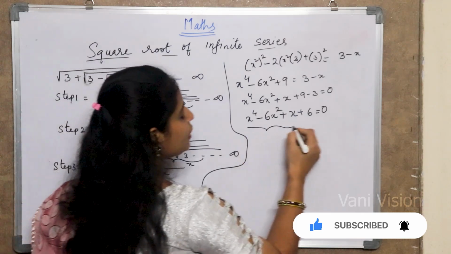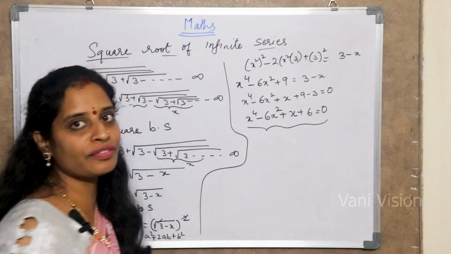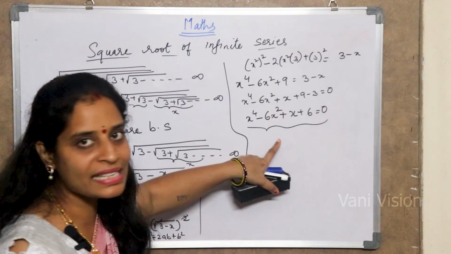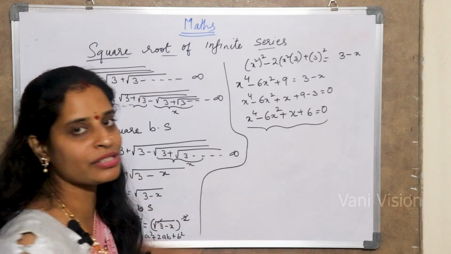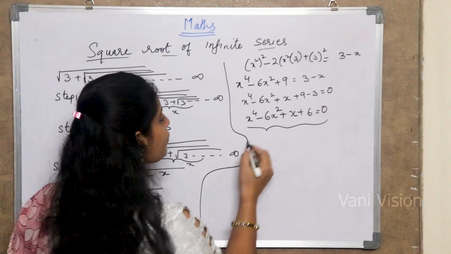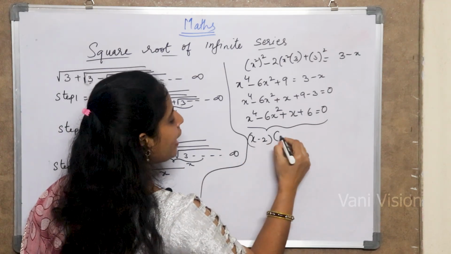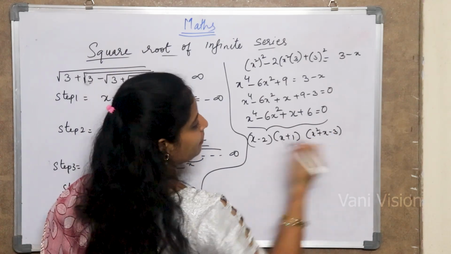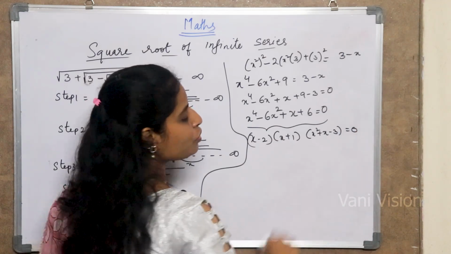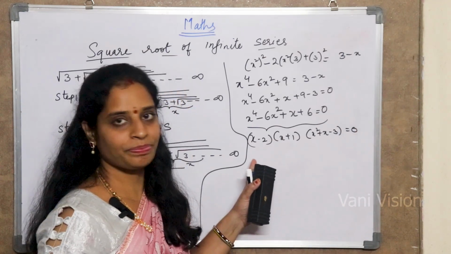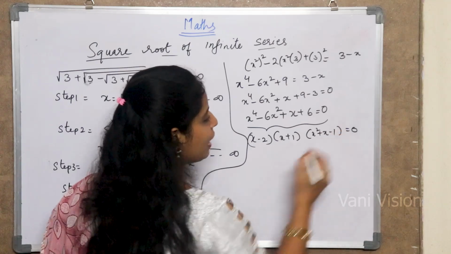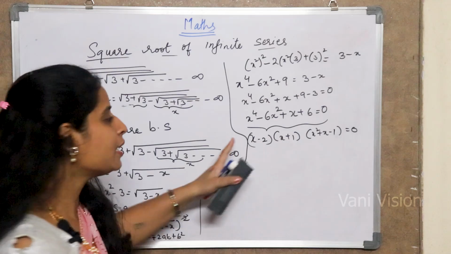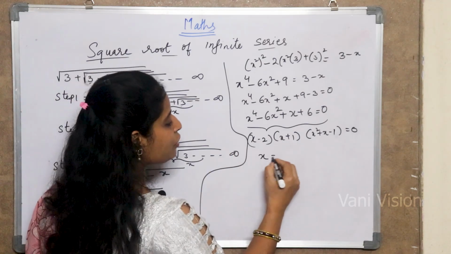So here we are going to get the roots of this particular polynomial equation x power of 4 minus 6x square plus x plus 6 is equal to 0. Our factors will be x minus 2, x plus 1, then x square plus x minus 3. So these will be the roots of that particular equation. So minus 1. Clear?